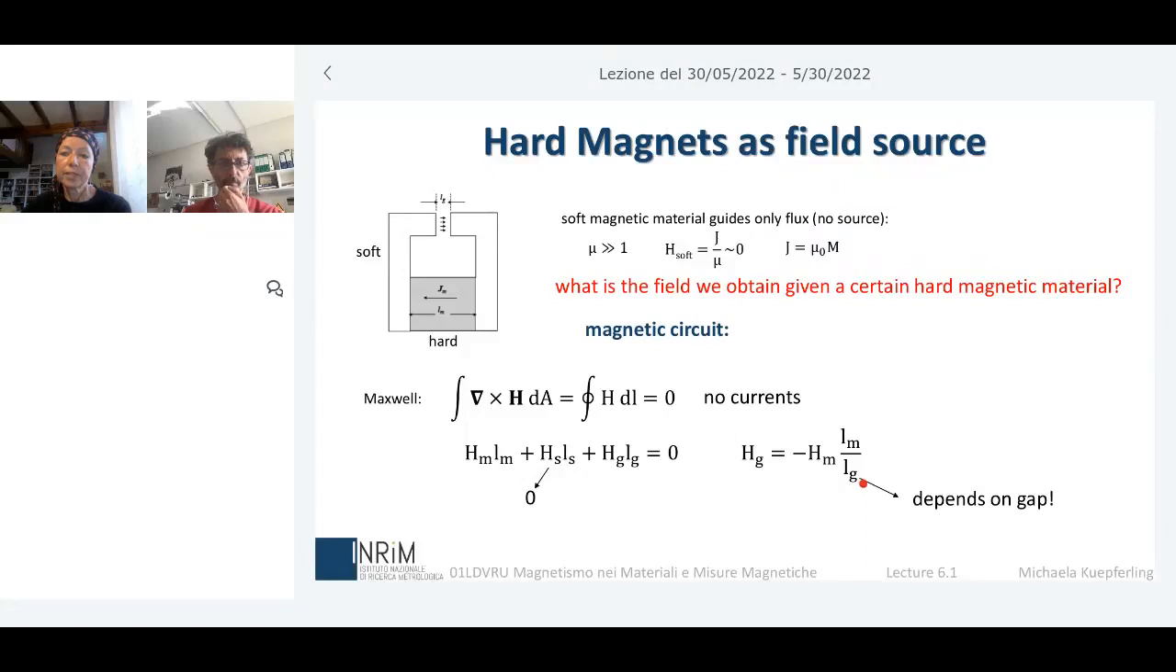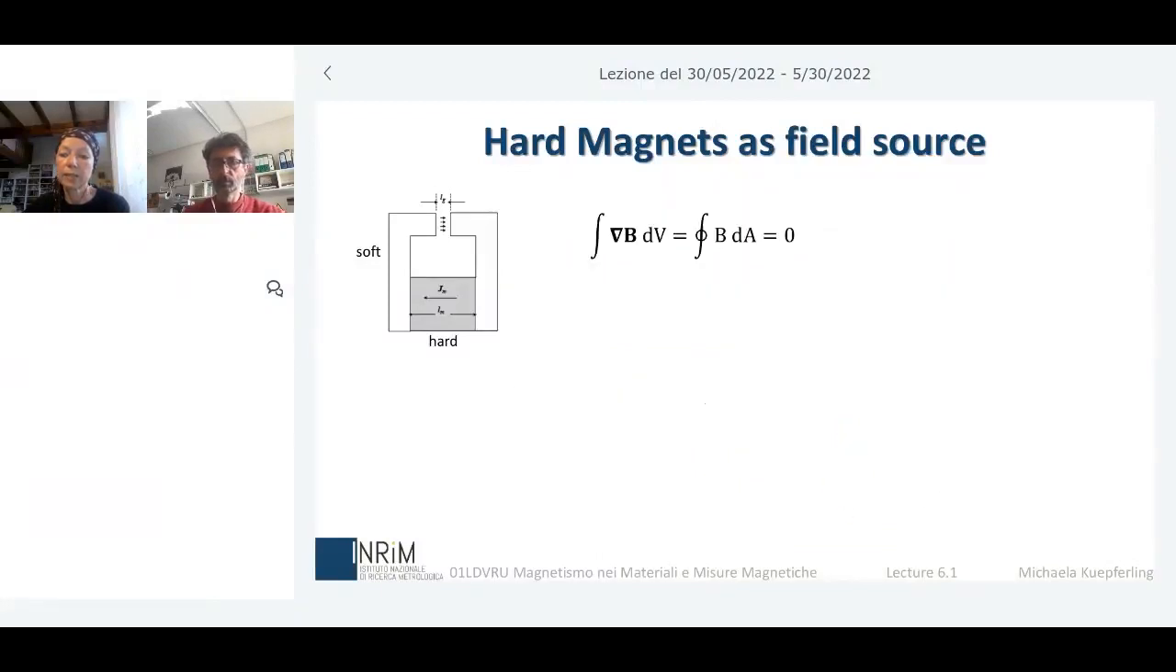So we see immediately that, of course, this depends very much on the gap. The field that we can produce in the gap is stronger the smaller the gap is. And this, of course, is something that most of you will know. If you bring the poles very close, also in an electromagnet, let's say, where you produce the field with currents, then you will have a higher magnetic field.